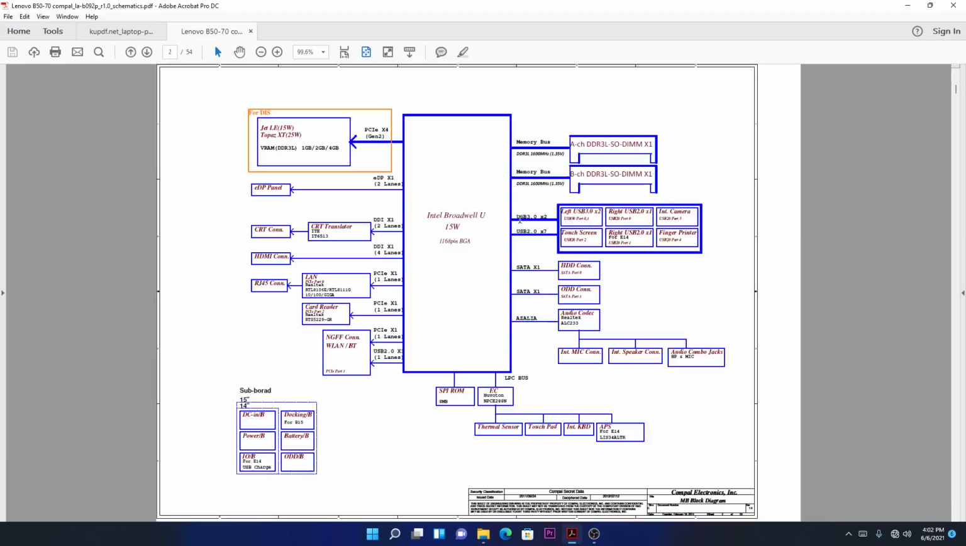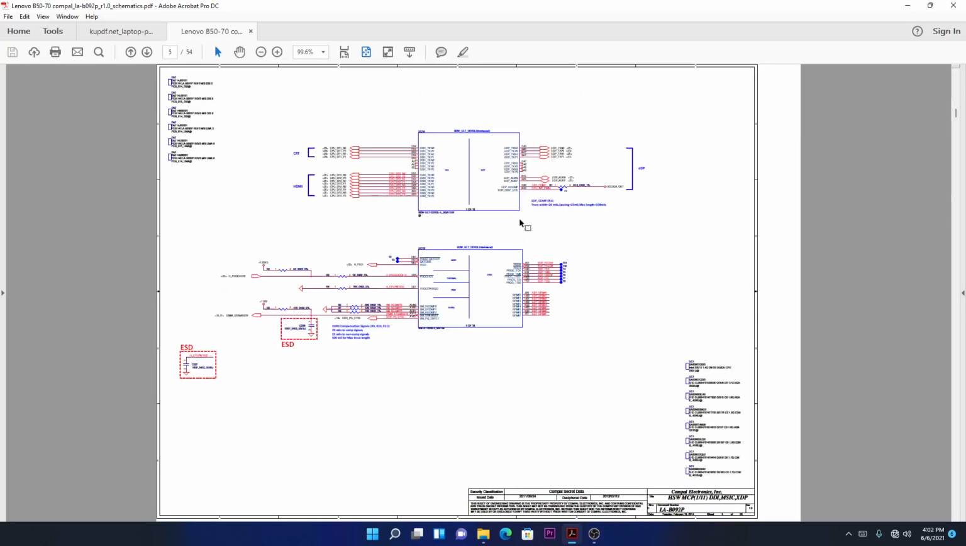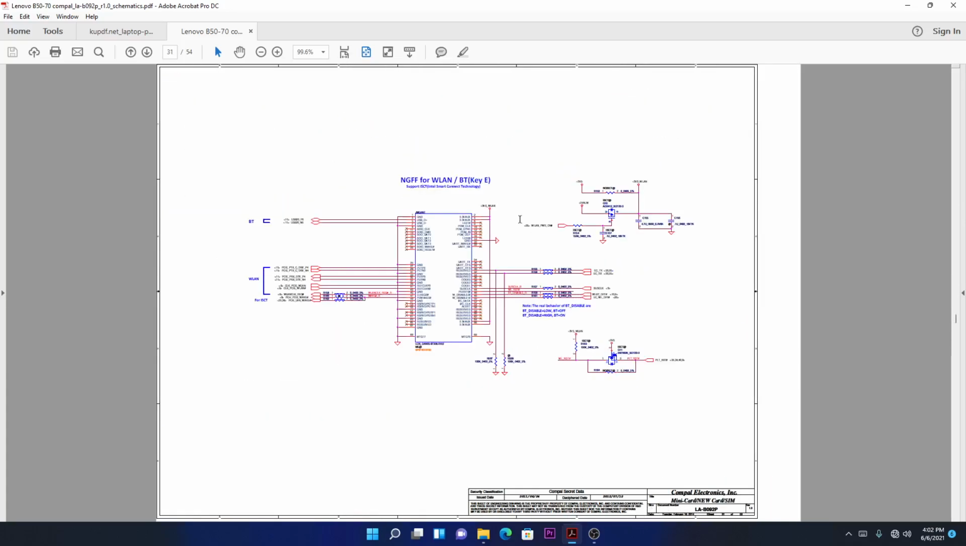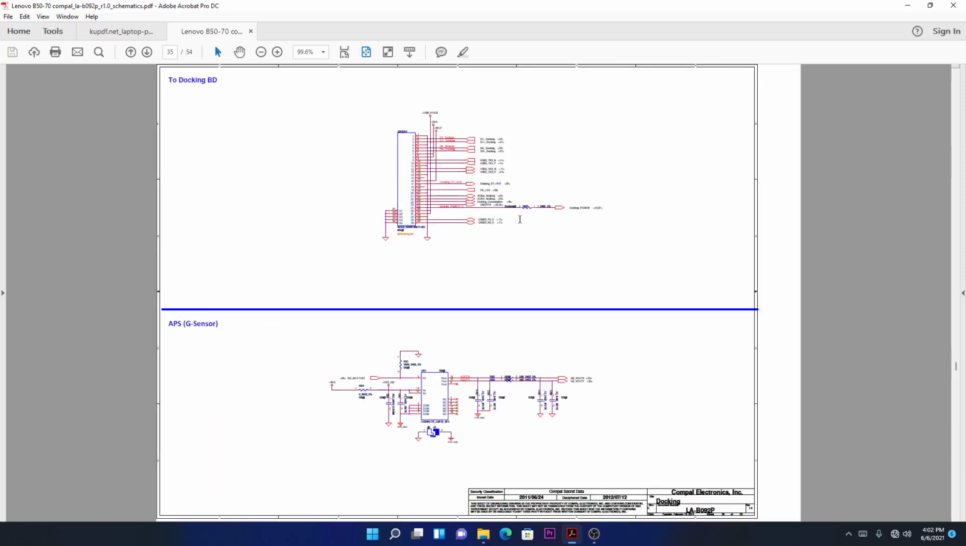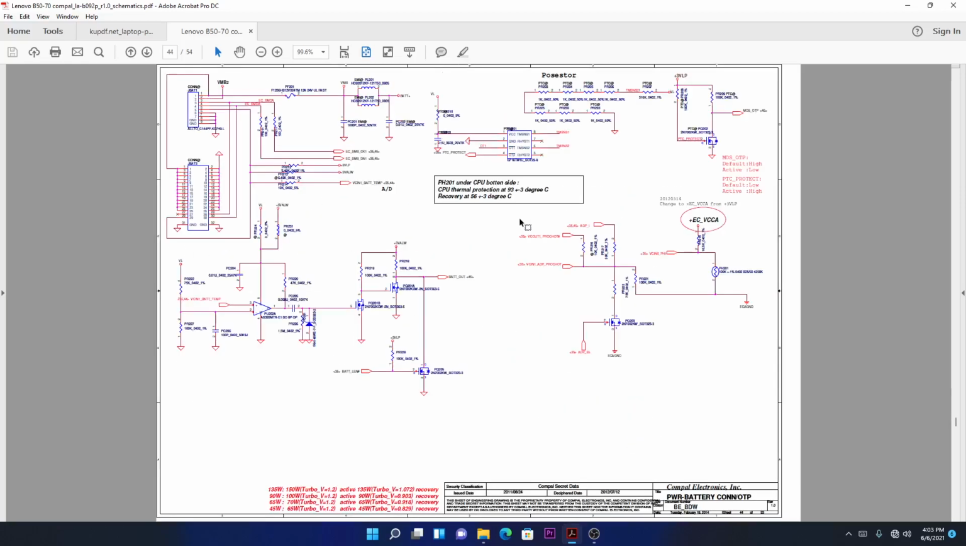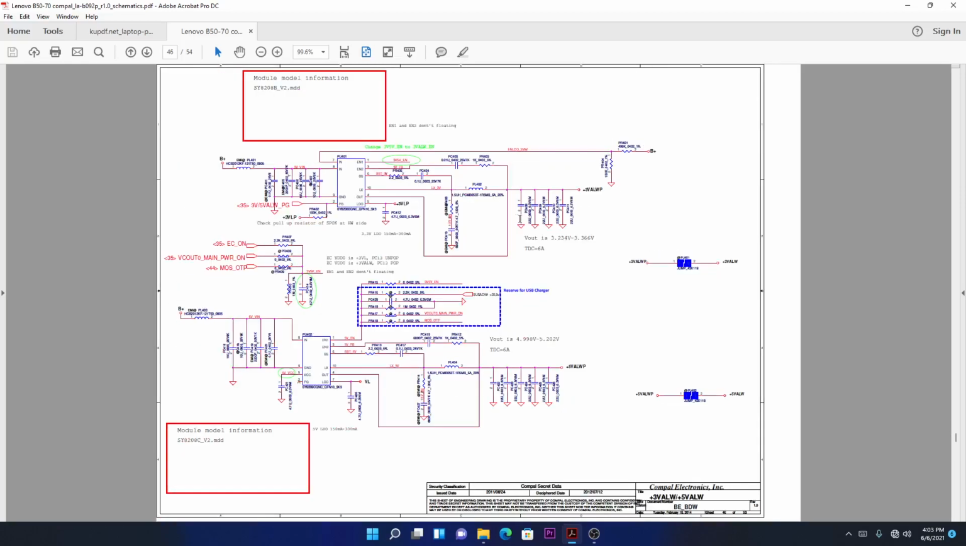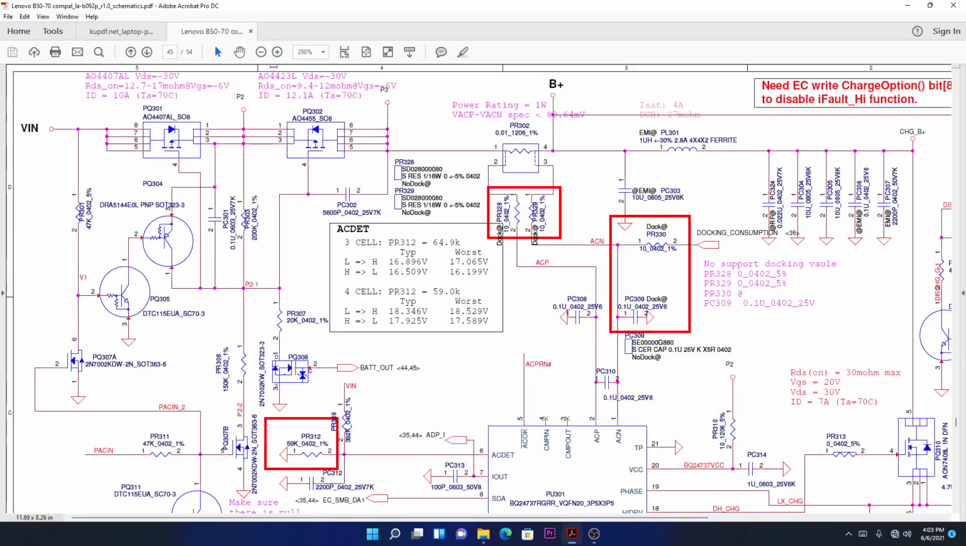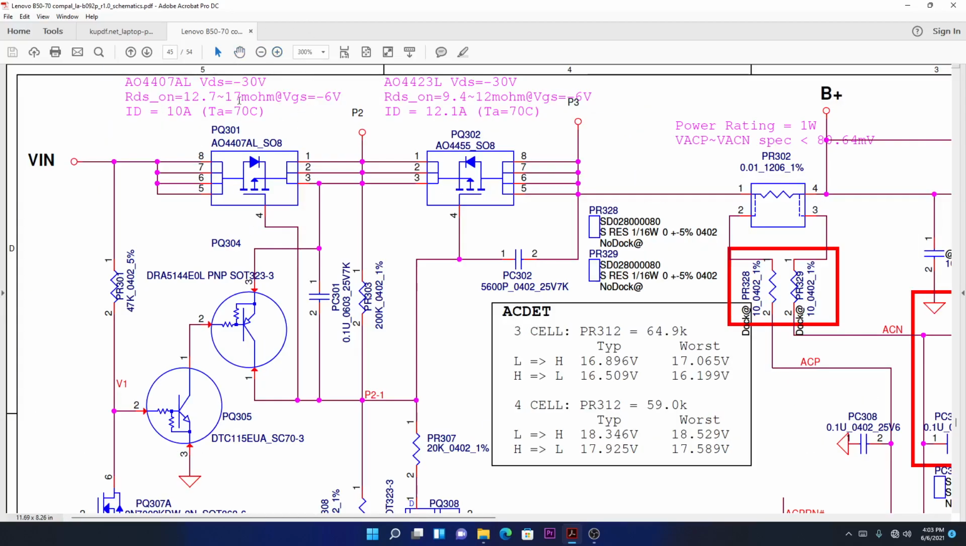We have the schematic, right? I want to explain why we have two types of MOSFETs, and I'm sure after seeing this, you'll totally understand the entire thing. Here we have a DC jack. This is the main 19 volts where it starts, right? It starts from here, guys.